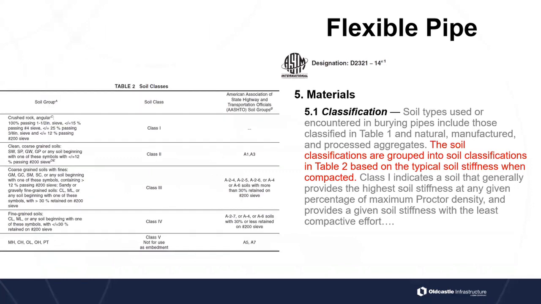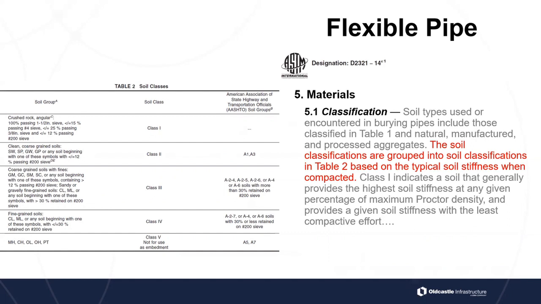Okay, now when we look at flexible pipe and we're talking about materials, this talks about the soil classifications grouped into soil classifications in table 2, based on typical soil stiffness when compacted. If we remember, your class 1 soil is your super soil from our previous webinar. There's no AASHTO classification for a class 1. But if you move down to class 2, that's your A1, A3 soils. That corresponds to a category 1 in concrete.